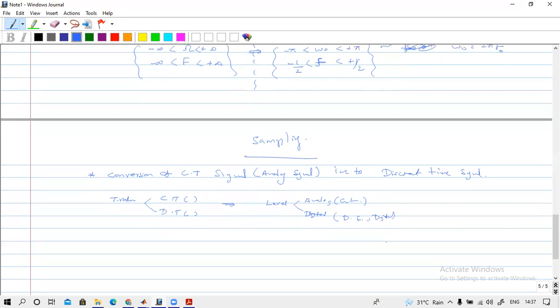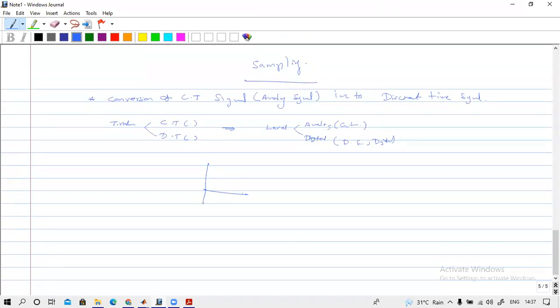For example, if you get this kind of signal, up to here, let's say this is capital T. You can see that here the time is continuous, from 0 to T, all the time values are there, so infinite values. So this is continuous time. And if you look at the amplitudes, let's say this is A, from 0 to A all amplitude levels are there, so there are infinite levels. So we can call this a continuous time analog signal.